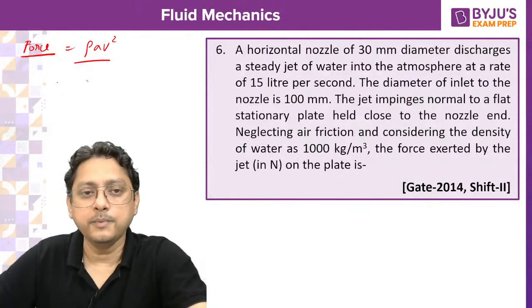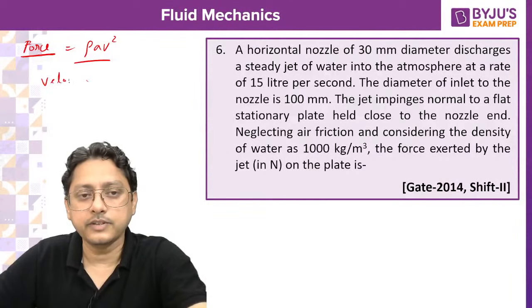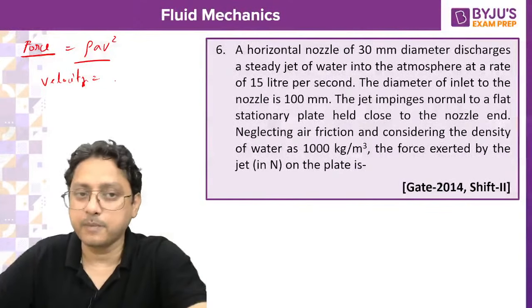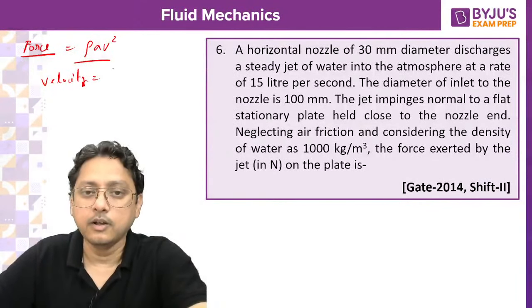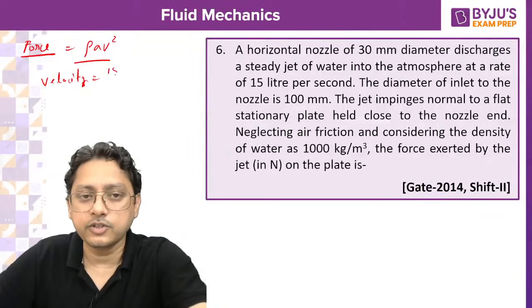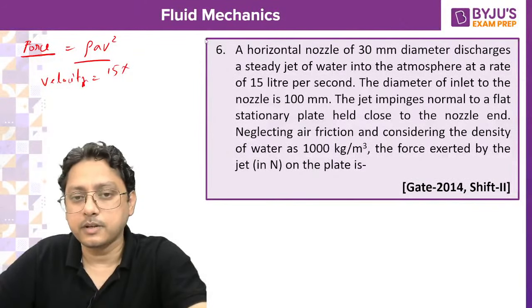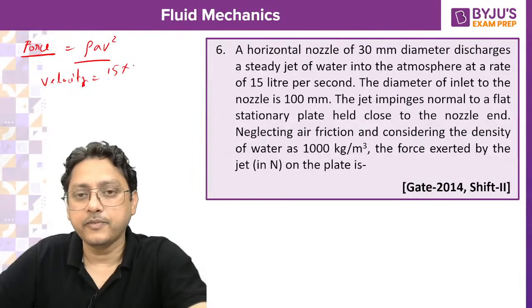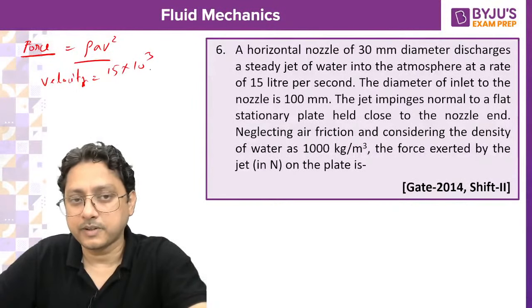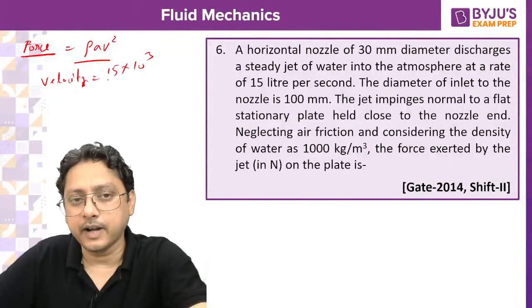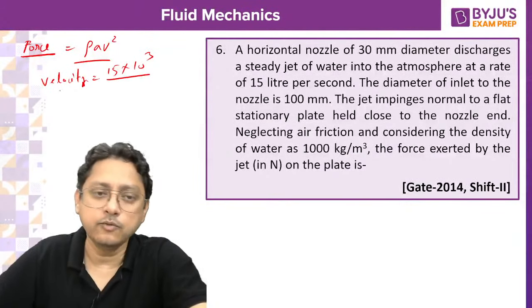So what will be the velocity of the jet? The discharge is 15 liter per second. 1 liter equals 10 to the power minus 3 meter cube. If you change it to meter cube, it will become 15 into 10 to the power minus 3 meter cube per second. That is the discharge. The discharge divided by area will give you the velocity.